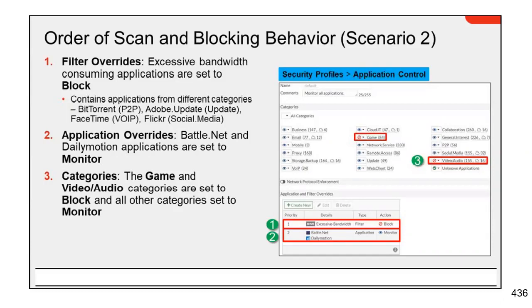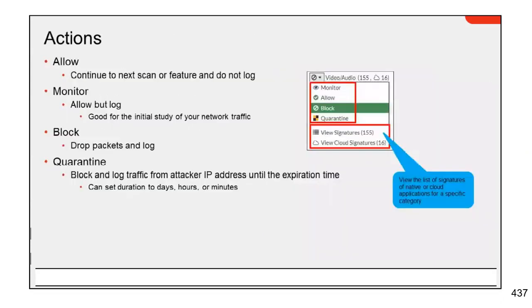Okay, coming to the number of actions that you can have. One is allow, monitor, block, and quarantine. Allow basically passes the traffic, but it will not generate any logs. Monitor will pass the traffic, but it will generate the log as well. That's the difference. Block is going to drop the detected traffic and will generate the log as well.